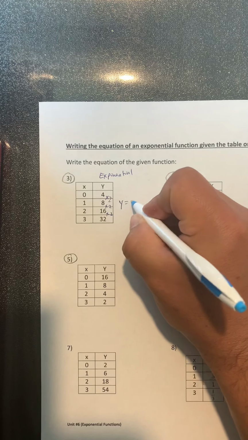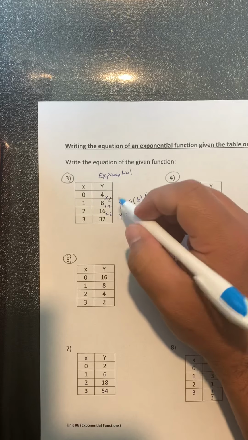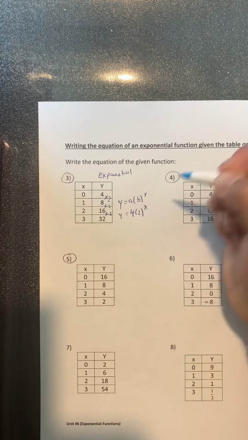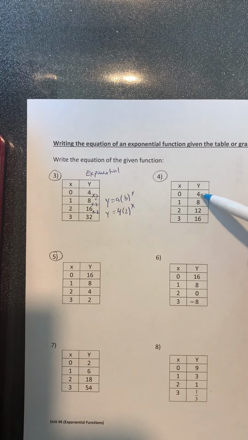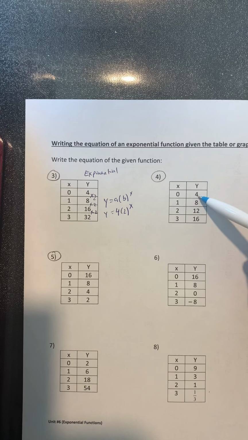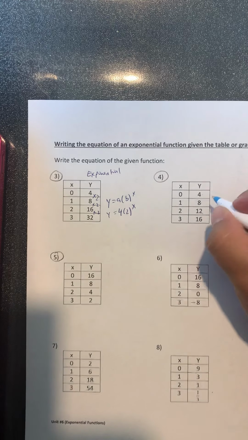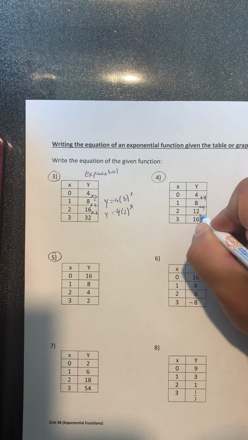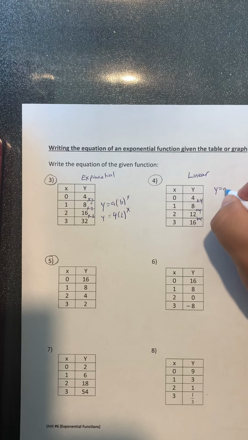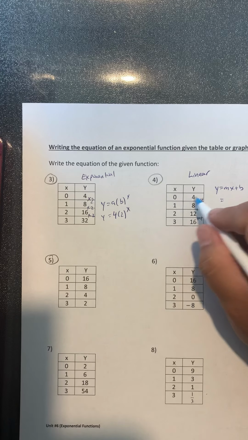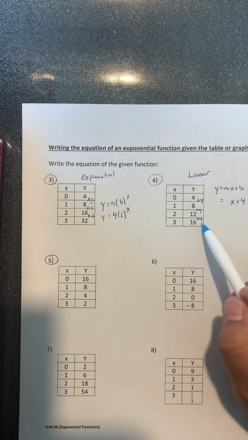All right, so I got y equals ab to the x. Y-intercept, x is 0, my y-intercept is 4, and my growth factor is 2. Got my equation. All right, if we look at number 4, I got 4, 8, 12, 16. Multiplied by 2, but 8 times 2 is not 12. So this is not a multiplying pattern. This is actually a plus pattern. So when we have a plus pattern, that's linear. So remember, y equals mx plus b. Y-intercept here is 4. All right, and now my slope is whatever my pattern is. So that would be 4.